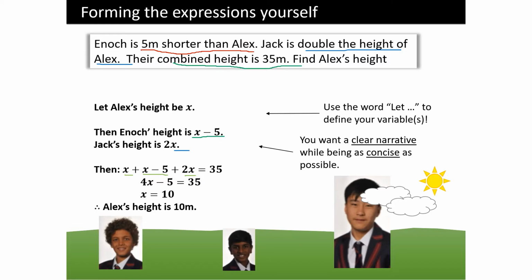Once we have done that, we can therefore now solve for x. So therefore, Alex's height is 10 meters. And it's important to remember, students, that we must always be precise. So meters, or the unit that we're working with, is very important. All right.